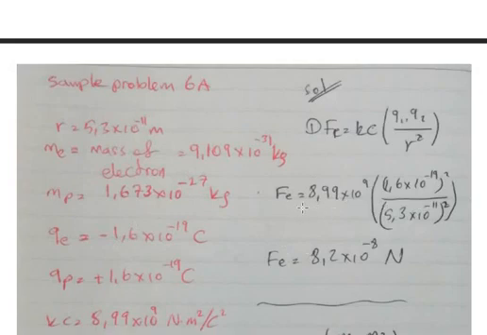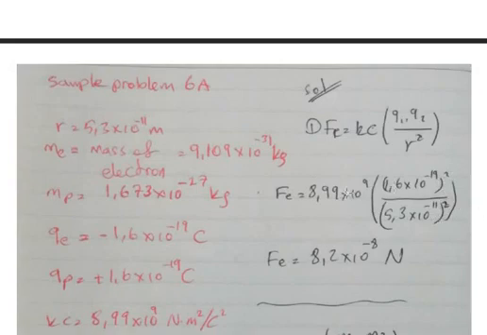And we will replace the numbers. Instead of Kc, 8.99 times 10 to the power 9, and for Q1 and Q2, we square them because they both have the same value, 1.6 times 10 to the power minus 19 squared, or you can multiply them separately, and over 5.3 times 10 to the power minus 11 squared. But be careful about those squares. Those squares are important. Sometimes students forget to square those values.